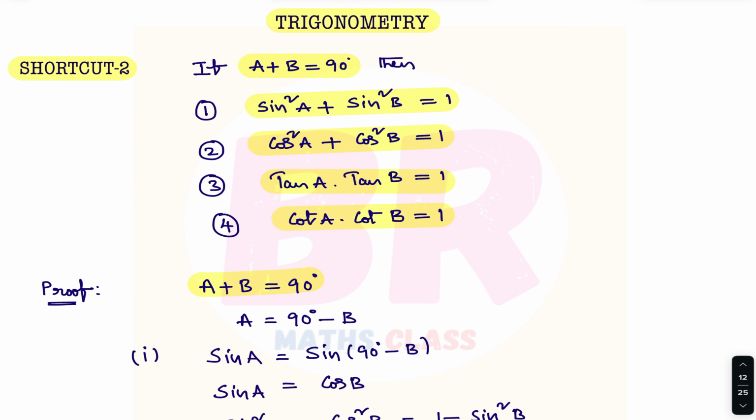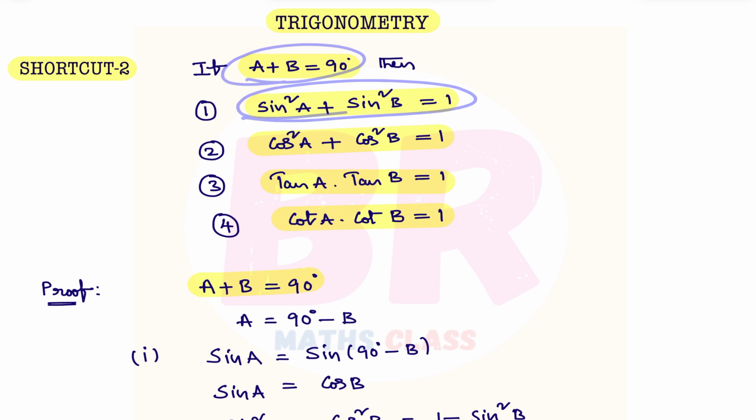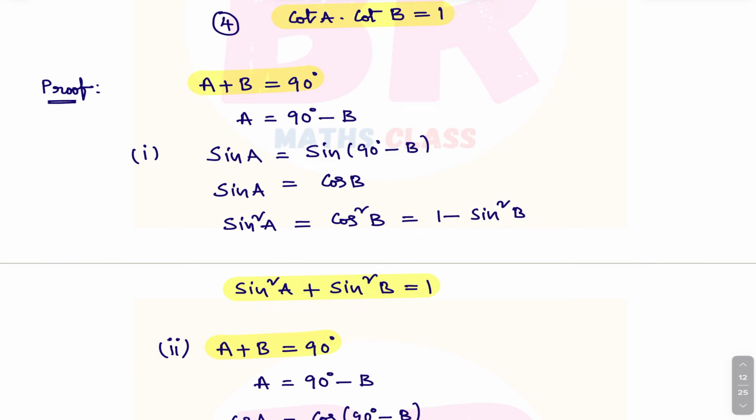So, total 4 results are there. If a plus b is 90 degrees, sin square a plus sin square b is 1, cos square a plus cos square b is 1, tan a into tan b is 1, cot a into cot b is 1. Now we will prove this third one, tan a into tan b equal to 1.